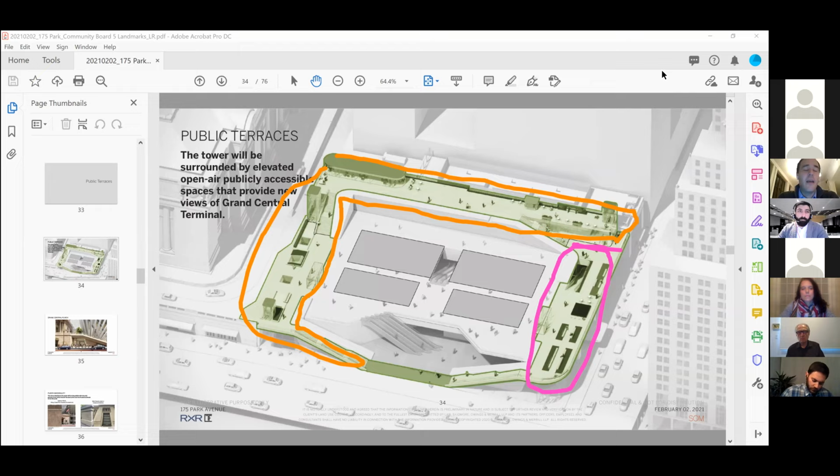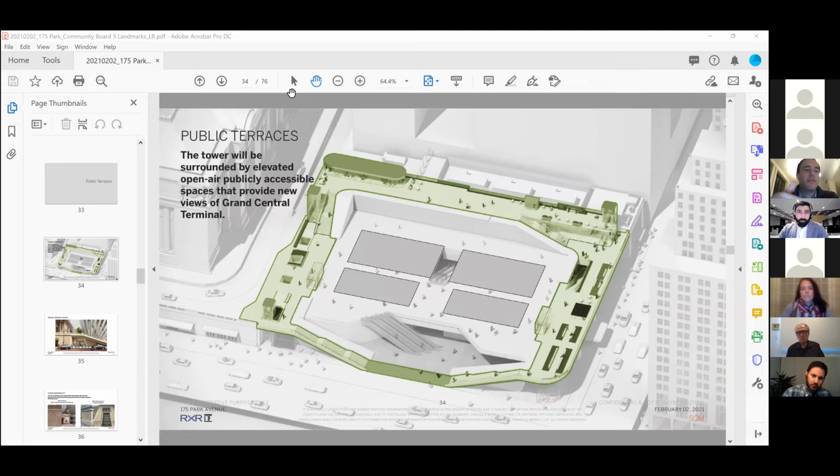And this whole concept of elevating these spaces is actually an idea that came from Gail Brewer when we first talked to her about the project. It really gave us an opportunity, given the constraints at the site with all the transit infrastructure and uses at the ground, to really think about how we could open this up and create this great space around the building.